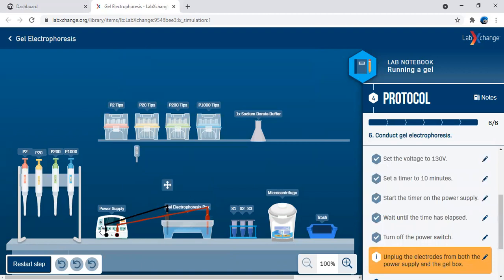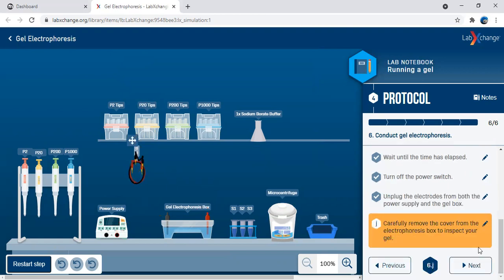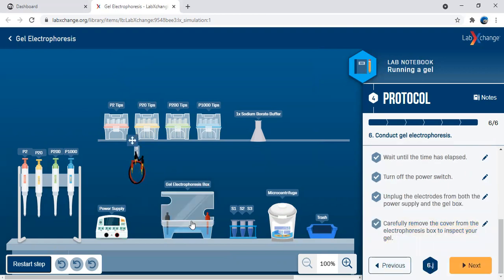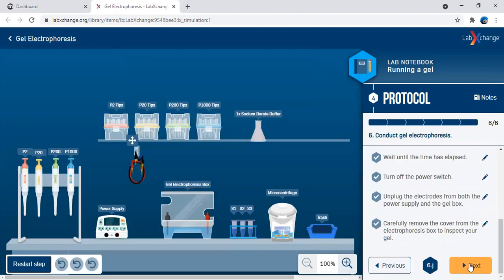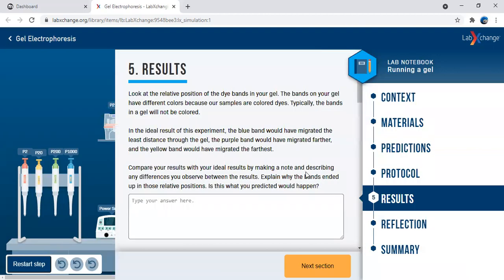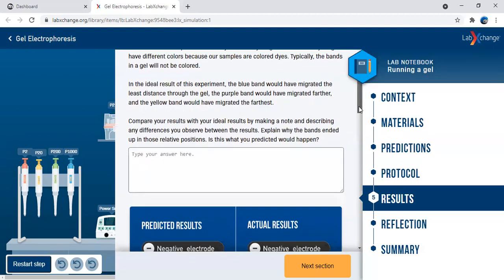Yes, I'm trying to remove it. All right. Carefully remove the cover and inspect your gel. Look at the relative position of the dye bands in your gel. The bands in your gel have different colors because our samples are colored dyes. Typically, the bands in the gel wouldn't be colored.